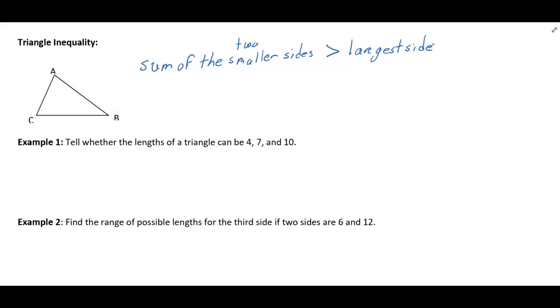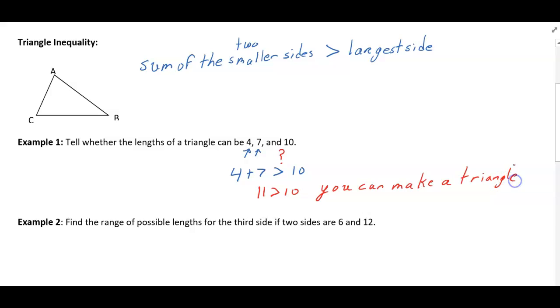So in example 1, the 4 and the 7 are the two smaller sides. So you're asking yourself, is 4 plus 7 bigger than 10? I'm going to put a question mark here. 11 is bigger than 10, so you can make a triangle. And it must be a strict greater than.